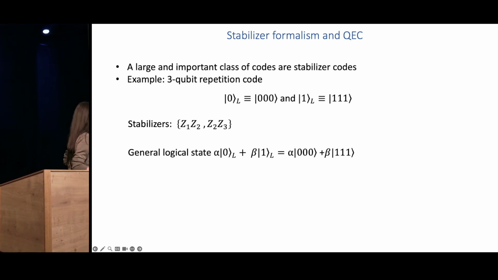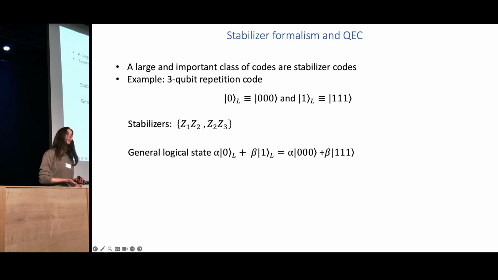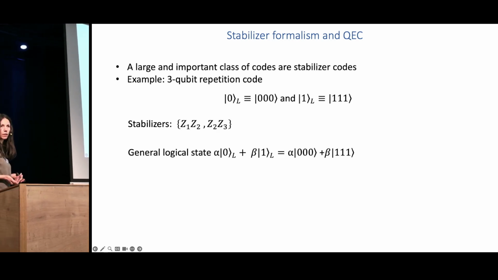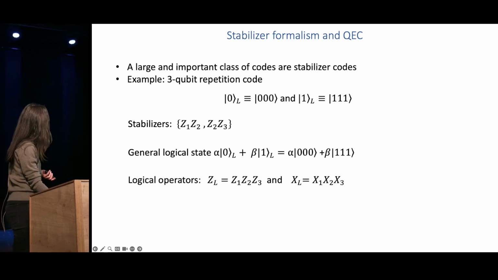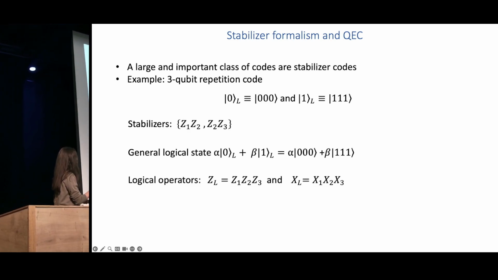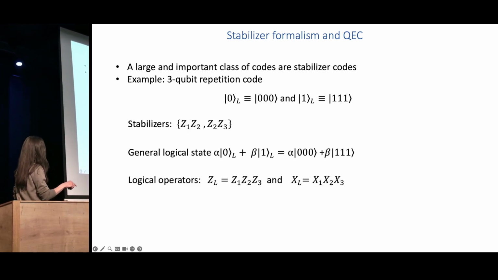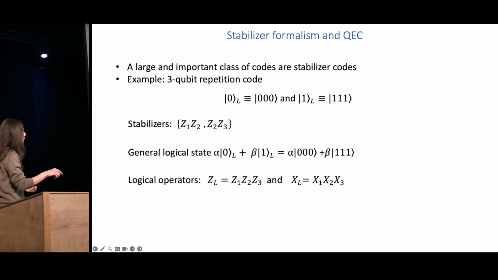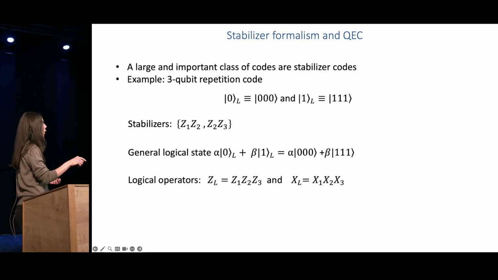Now, a general logical state is going to be an arbitrary superposition of my two code words, my two states that I stabilize by these operators. And I also define logical operators. What do logical operators mean? It's operators that act as Pauli x's and z's, right?